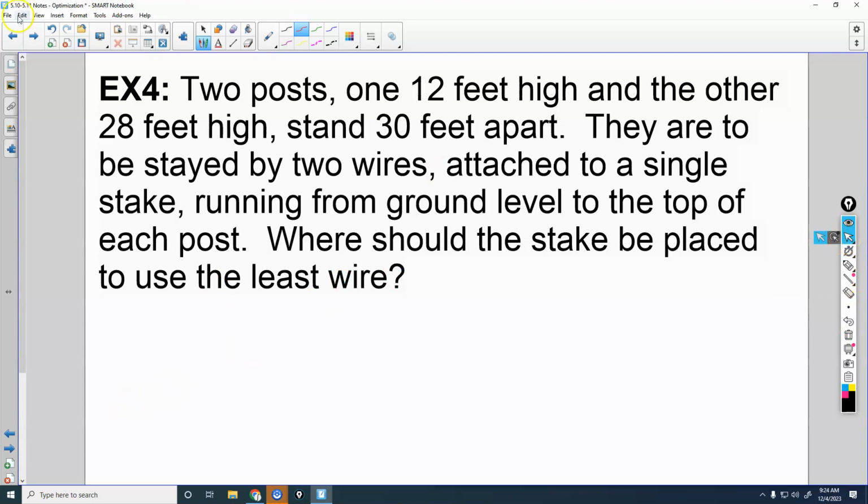All right, so two posts. One is 12 feet high and the other 28 feet high. Stand 30 feet apart. They are to be stayed by two wires attached to a single stake running from ground level to the top of each post. Where would the stake be placed to use the least wire? So this is sort of an oversimplified situation.